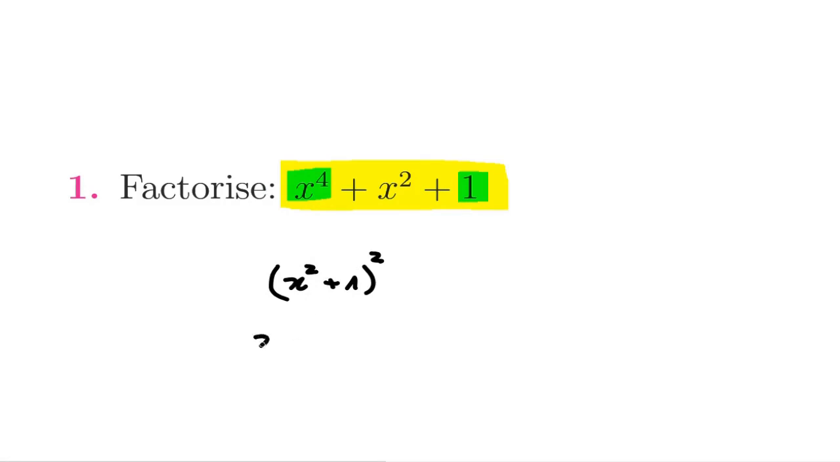X squared squared gives x to the fourth, which is right here. The square of 1 gives 1, which is right here. Twice the product of this, and this gives us 2x squared. Do we have 2x squared? We have a part of 2x squared. We have this, but what else should we have had in order to say we obtained 2x squared? We should have had one more x squared. That's why we add and subtract x squared.